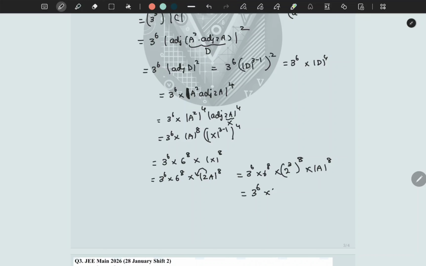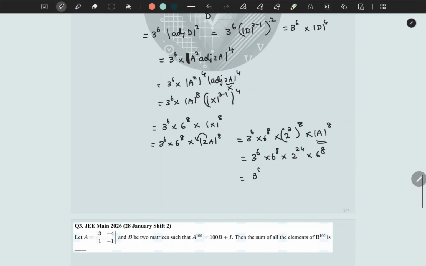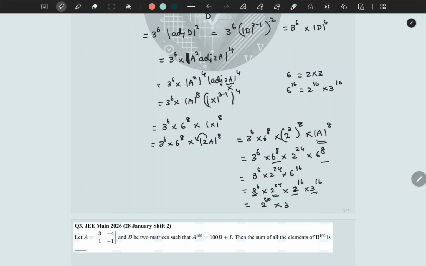So we can write this as 3 power 6 into 6 power 8 into 2 power 24 into 6 power 8, because determinant of A is 6. So I think we can write this as 3 power 6 into 2 power 24 into 6 raised to the power 16. Now 6 can be written as 2 into 3. 6 raised to the power 16 can be written as 2 power 16 into 3 power 16. So we can write this as 3 power 6 into 2 power 24 into 2 raised to the power 16 into 3 raised to the power 16. So ultimately this will be 2 power 40 into 3 power 22.